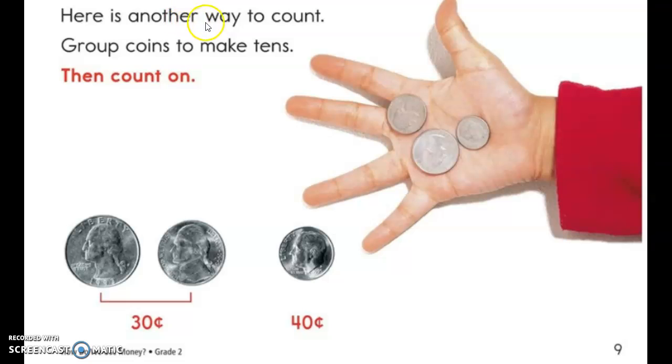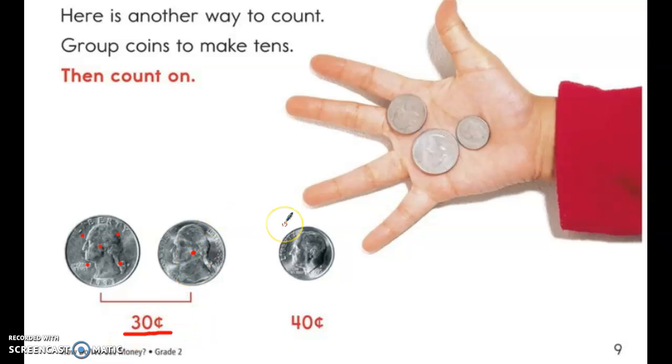Here is another way to count. Group coins to make tens. Then count on. So I know if I go back to my counts of 5 that there are 25 cents in a quarter. So I can say 5, 10, 15, 20, 25. And 1 more 5 will give me 30 cents.